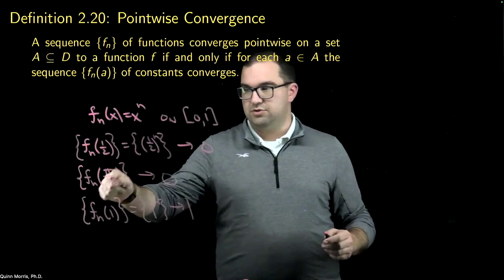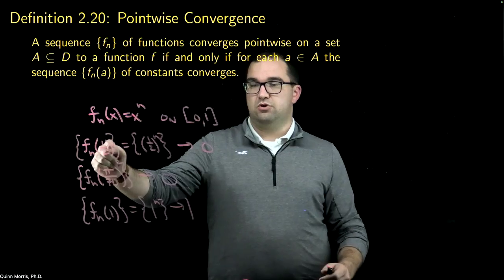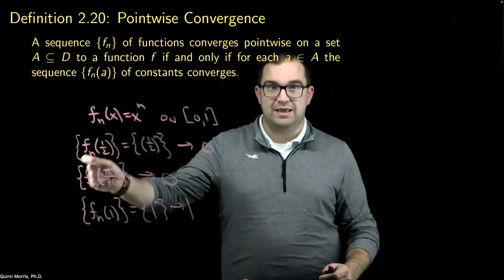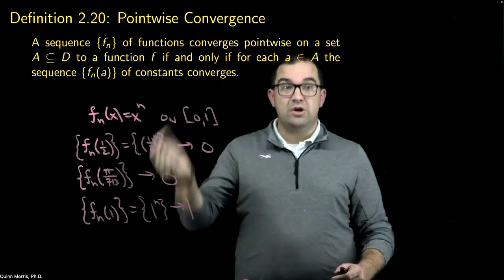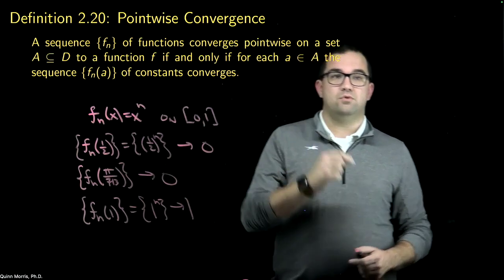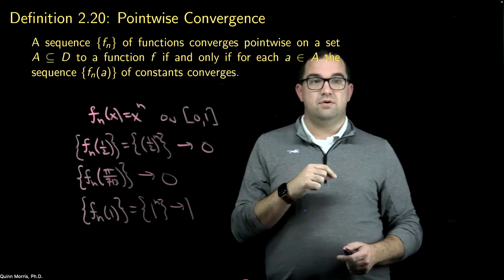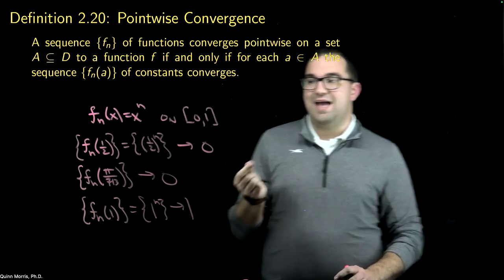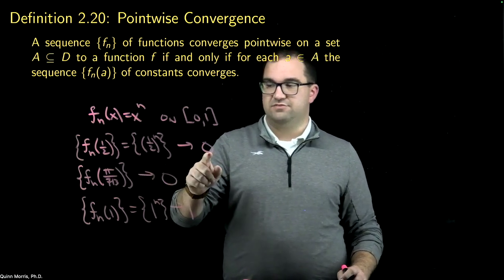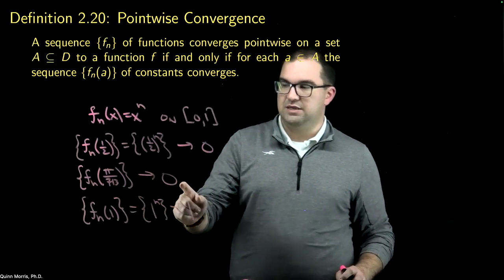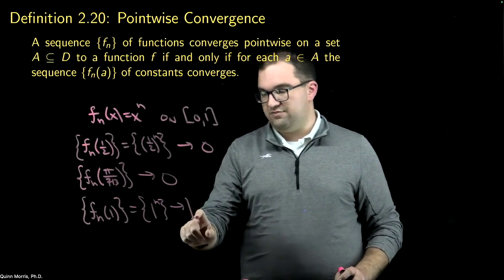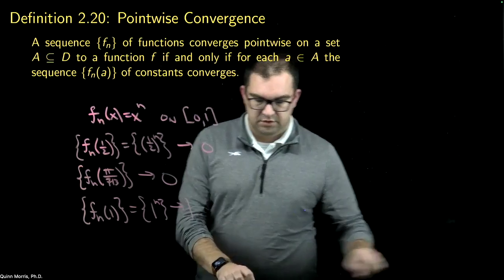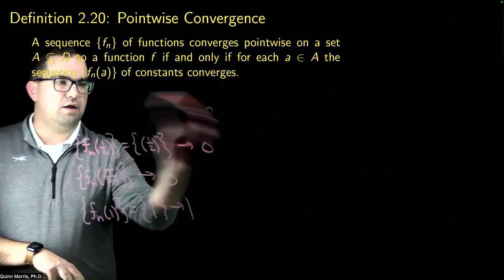every time I plug in a different a value, that results in a sequence of real numbers. And if for every a value, when I plug it in and form that sequence of real numbers, that sequence of real numbers converges, then I will say that my sequence of functions f sub n converges to my function f, where that function f is just the function that at 1/2 has value 0. At pi over 713, it has value 0. At 1, it has value 1, and so on and so on. Okay. So again, let's look at this really through this example first.